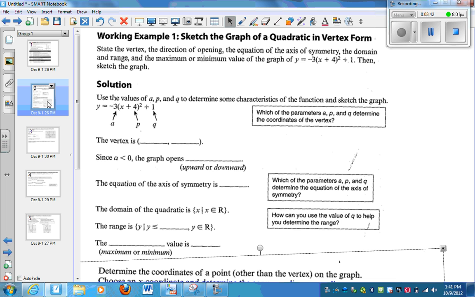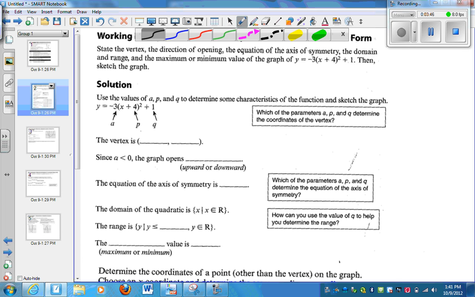Let's try a couple questions. Okay, working example number 1. State the vertex, the direction of opening, the equation of the axis of symmetry, domain and range, and the maximum or minimum values. Then sketch it. Using the values of A, P, and Q, determine some characteristics of the function and sketch it. So first of all, we have our function. We're going to quickly write in that this is A, this is P, and this is Q.